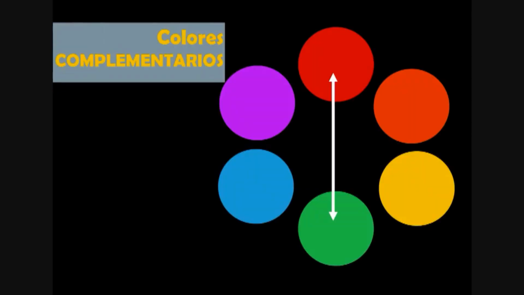Two colors are complementary when they are diametrically opposite on the color wheel. So red and green are complementary colors. The blue color is complementary to orange. We can also say that the orange color is complementary to blue. The complementary color to yellow is violet, and therefore yellow is complementary to violet.